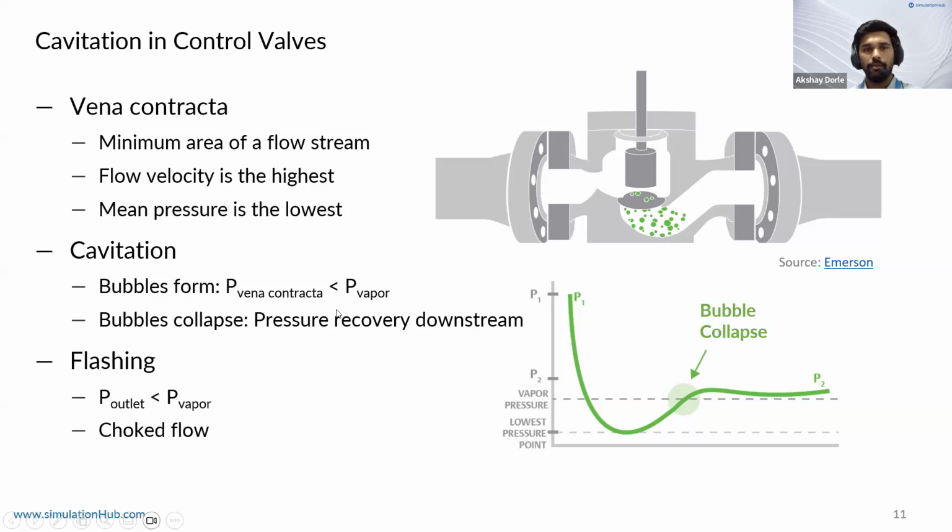So cavitation is where the fluid pressure reduces below the vapor pressure and bubbles collapse downstream. This phenomenon together is called cavitation. If the pressure never recovers to a pressure above vapor pressure, then such flow will be referred to as flashing.